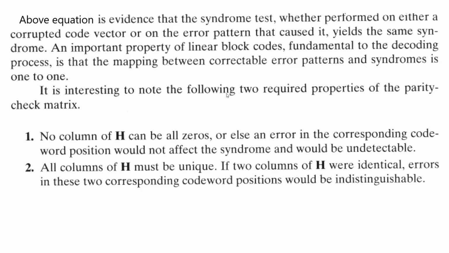It is interesting to note the following two required properties of the parity check matrix. No column of H can be all zeros, or else an error in the corresponding code word position would not affect the syndrome and would be undetectable. All columns of H must be unique. If two columns of H were identical, errors in these two corresponding code word positions would be indistinguishable. So these are some characteristics of the parity check matrix.